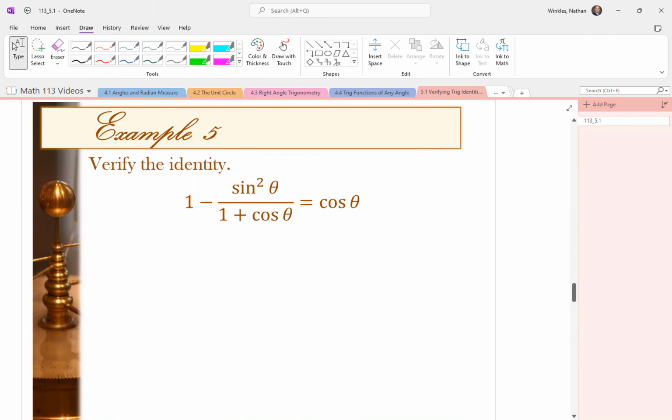So for this next one here, we're going to have 1 minus sine squared theta over 1 plus cosine theta. I'm going to get a common denominator first so I'm going to multiply this 1 by 1 plus cosine theta over itself. So therefore I get 1 plus cosine theta minus sine squared theta over 1 plus cosine theta.